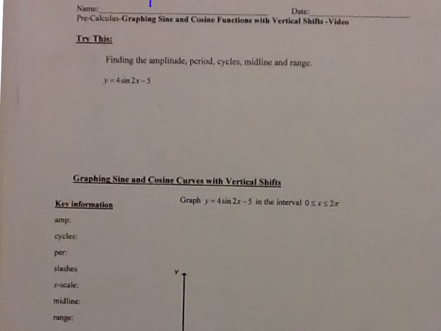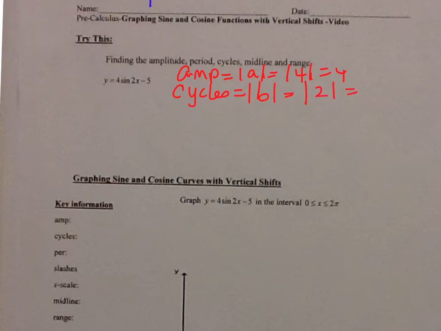Okay, so in the try this it says find the amplitude, the period, number of cycles, the midline, and the range. Okay, so let's start with the amplitude. Remember the amplitude is the absolute value of A, and in this case A is 4, so it's the absolute value of 4, which is equal to 4. So the next thing would be the number of cycles is the absolute value of B, which is the absolute value of 2, which is equal to 2.